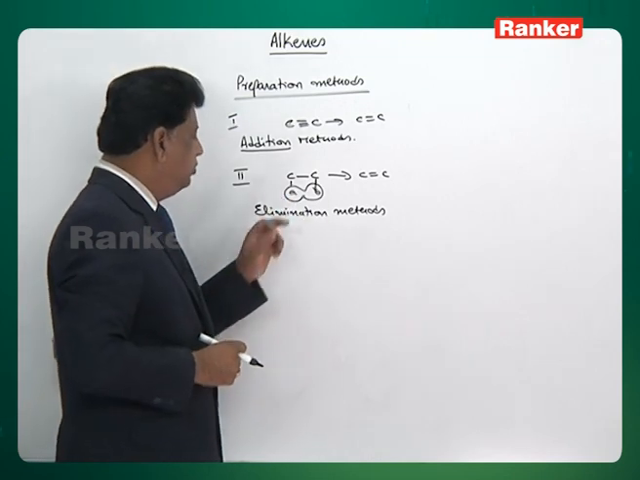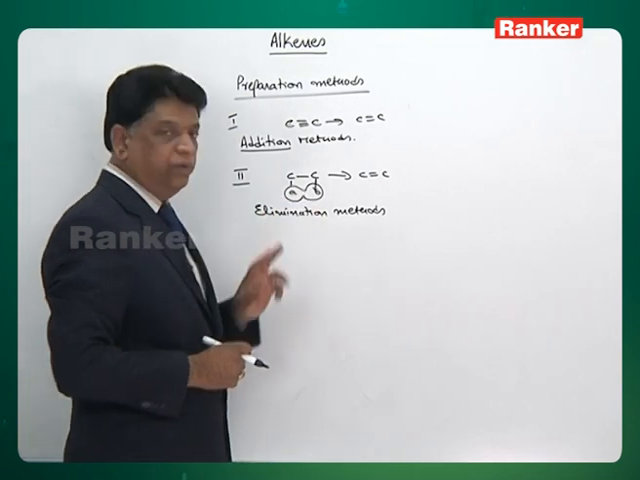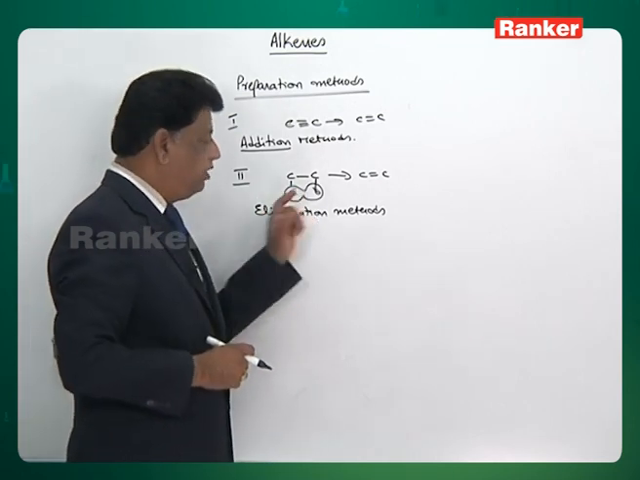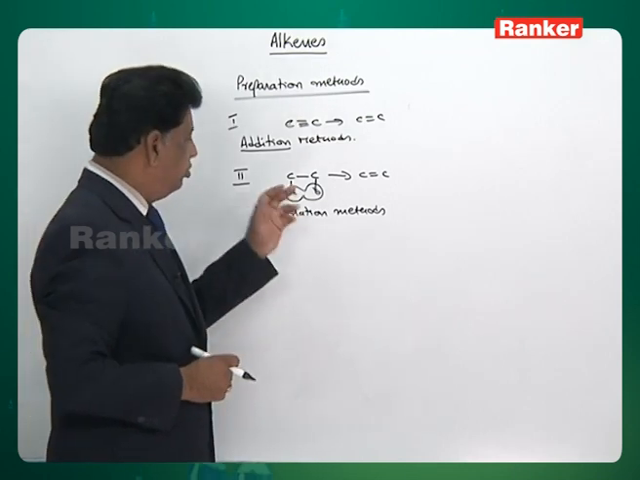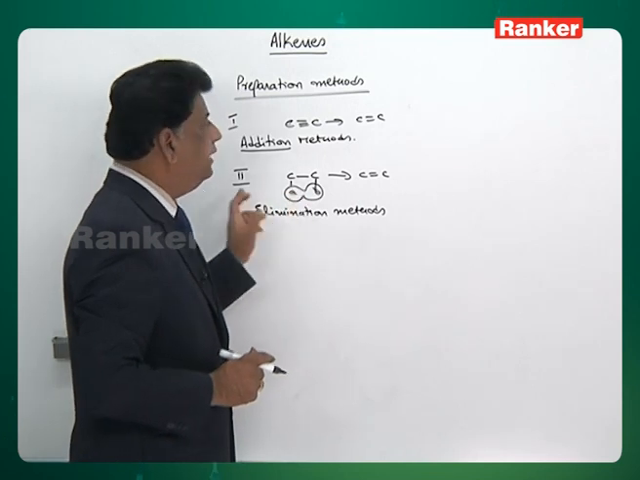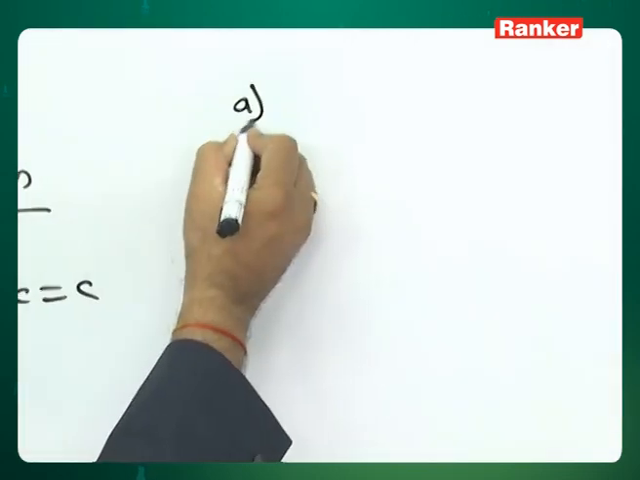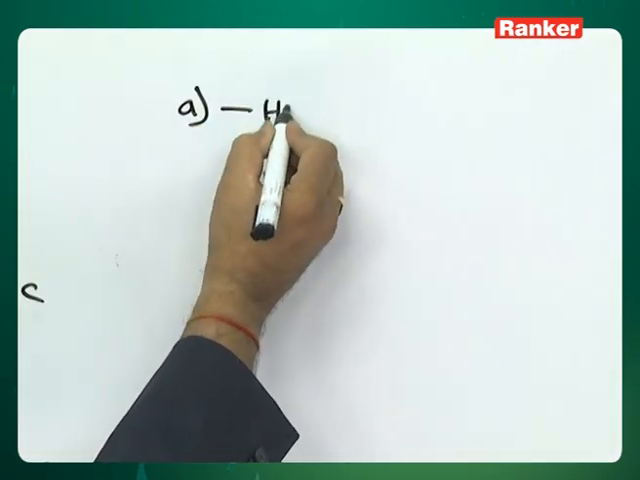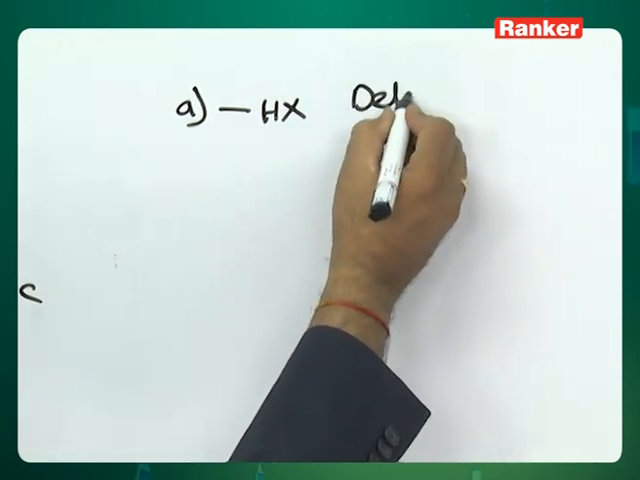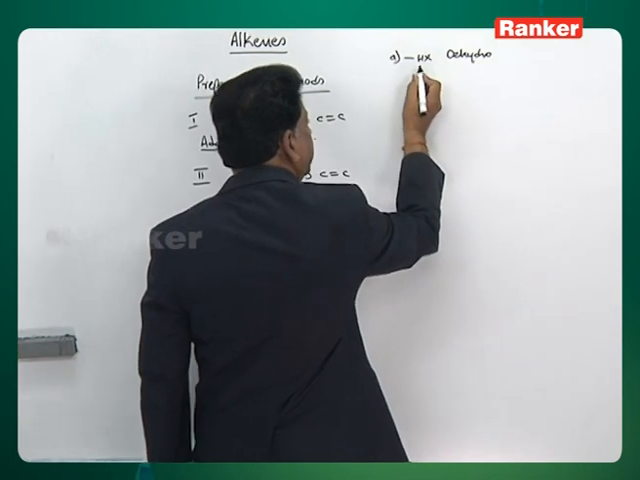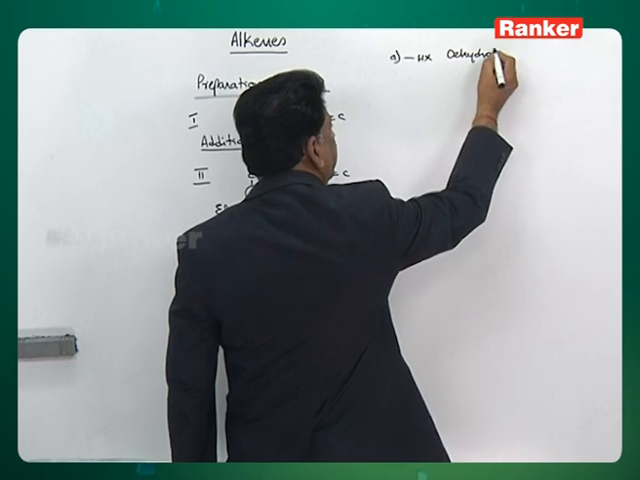If AB is 2, 1 hydrogen, 1 halogen, it is called dehydrohalogenation. If water is removed, dehydration. If halogens are removed, dehalogenation, and so on. Okay. So, based on what AB is, the elimination methods can be subclassified. First, let us take 1 H and 1 halogen. This is called dehydrohalogenation. Actually, it is dehalogenation, but refer to both as dehydrohalogenation.